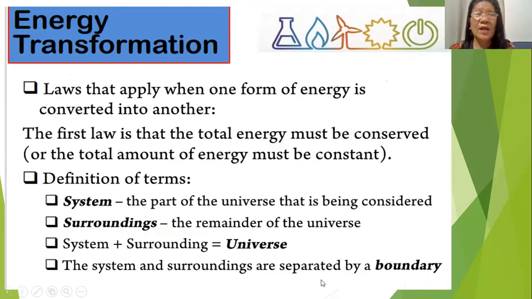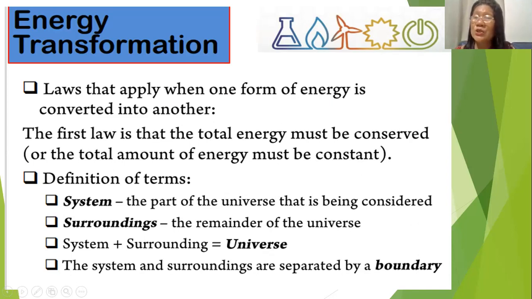Okay. So in the energy transformation, this applies the law when one form of energy, for example, kato kong example ganina, it is a kinetic energy, katong flow sa inyong sa Maria Cristina Falls. Okay, that is one form of energy, which converts later on into a different form of energy. So the first law of energy is that the total energy must be conserved, or the total amount of energy must be constant.